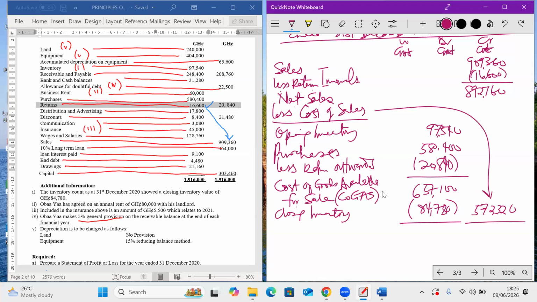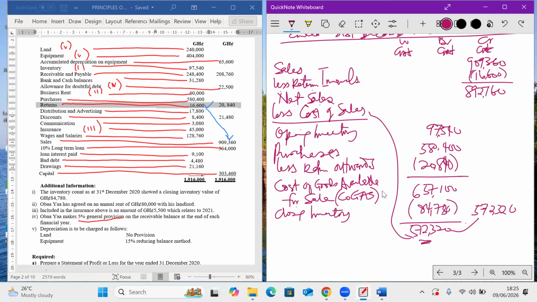This is the cost of sales. Some books call it cost of goods sold, COGS. Are you getting it? Yes, sir. Now watch. This 572,320, I can also write it here. But when I write it here, it is still on the debit side, it's positive. And this figure here is the cost of sales.